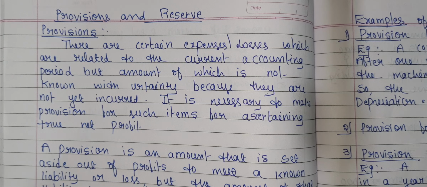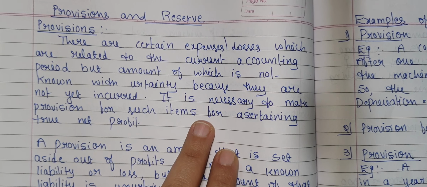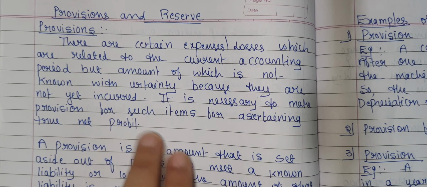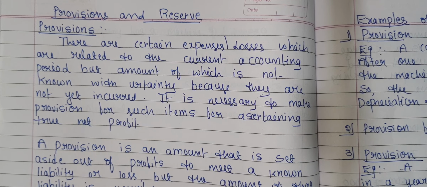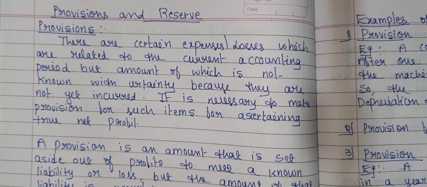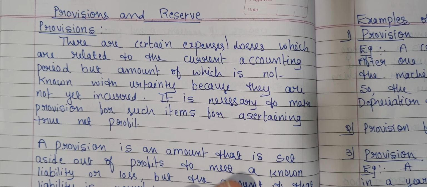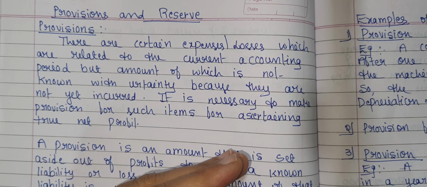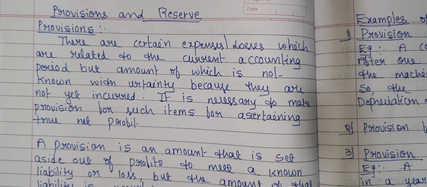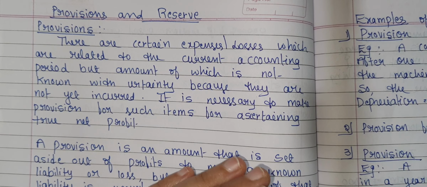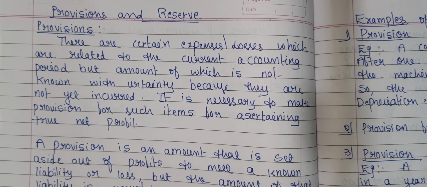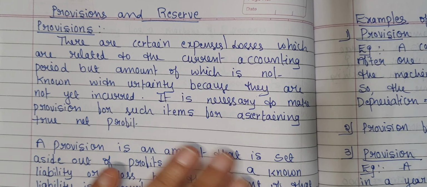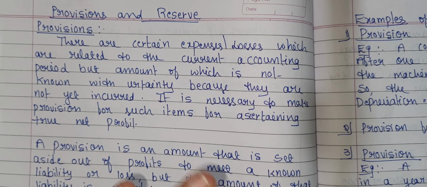Clear? So, it is necessary to make provision for such items for ascertaining the true net profit. Means what? Here we know that a loss or expense is going to happen in the future, but we don't know the exact amount. For that, what do we have to do? We have to create provisions for such items for ascertaining the true net profit. Here, creating provisions means to make provisions.